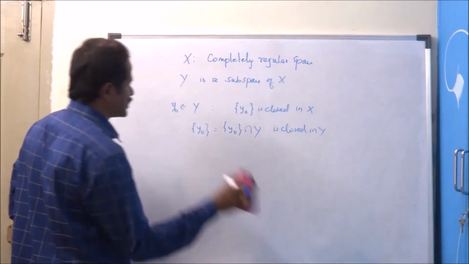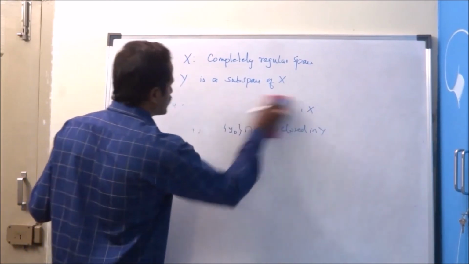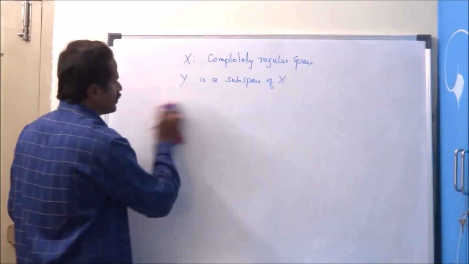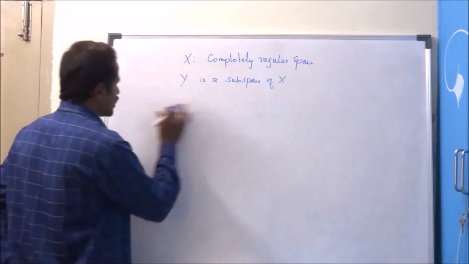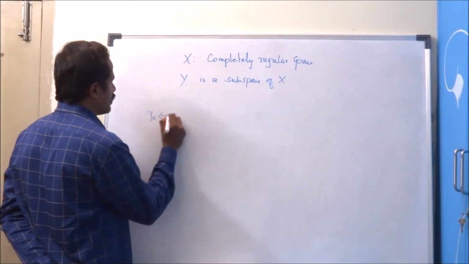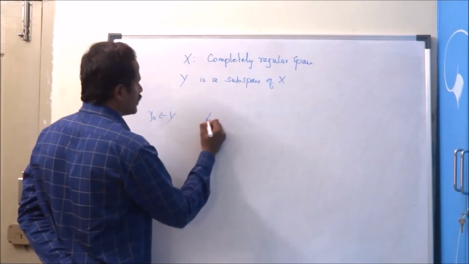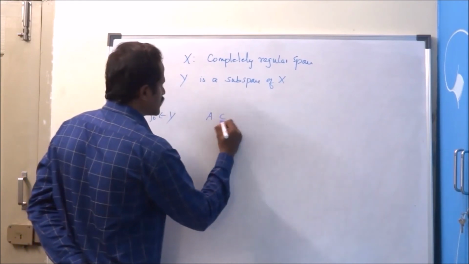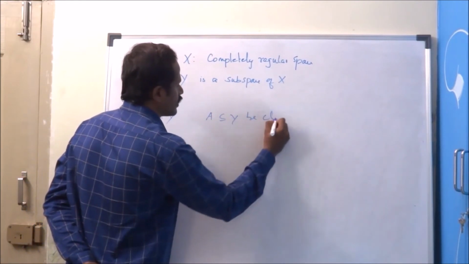Now, the second criterion. Y is a T1 space. Now you take a point y naught in Y, and let A be a subset of Y, closed in Y.